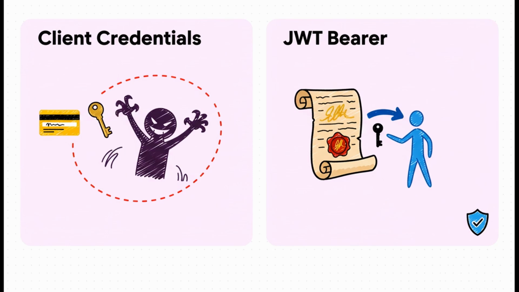So if we put them side by side, it becomes super clear. Client credentials is like having an ID card and a password. It works, but if someone steals them, they can pretend to be you. The JWT Bearer flow is like showing a document with that unforgeable signature. It's way more secure because the secret, the private key, is never actually sent over the wire.